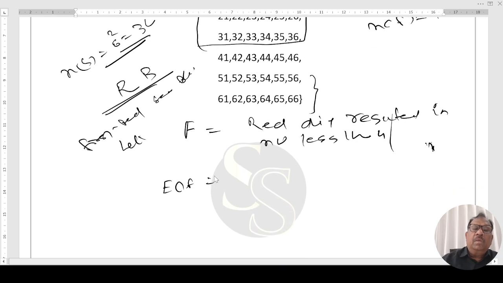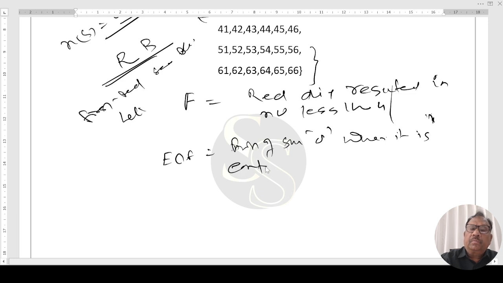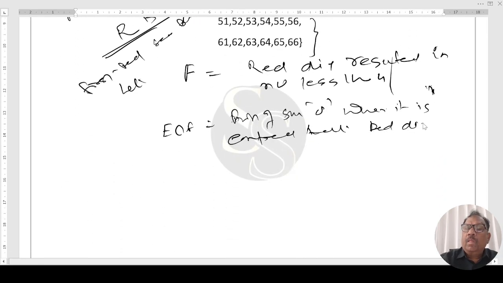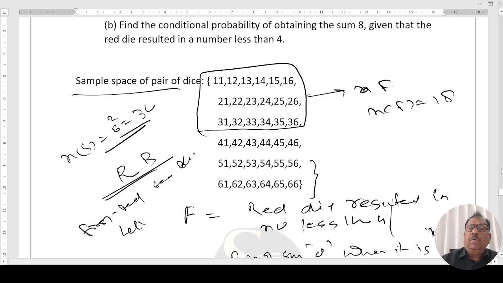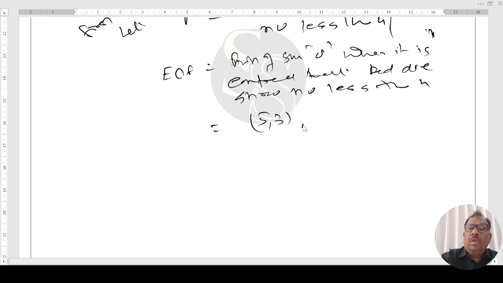No need to find E. Sum 8. Probability of sum 8 when it is confirmed that red die shows number less than 4. तो less than 4 में क्या क्या possible होगा? One will be 5-3 and 2-6. 5-3 and 2-6.